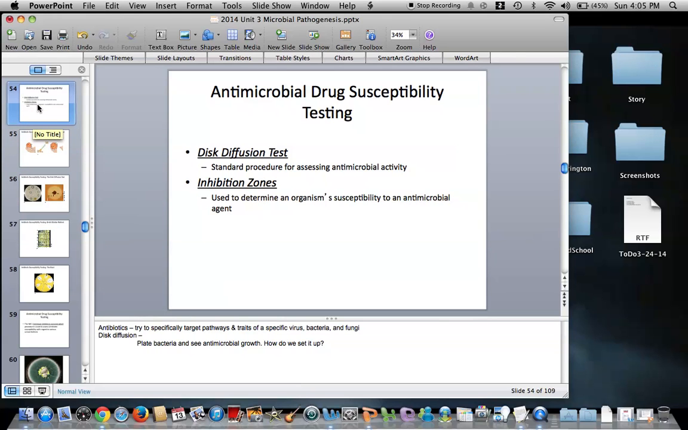Disk diffusion. I need to do this yet. This is a standard procedure for assessing antimicrobial activity. It's used to determine an organism's susceptibility to an antimicrobial agent. So you put basically antibiotics and you measure the clearing zone around them later on a plate.